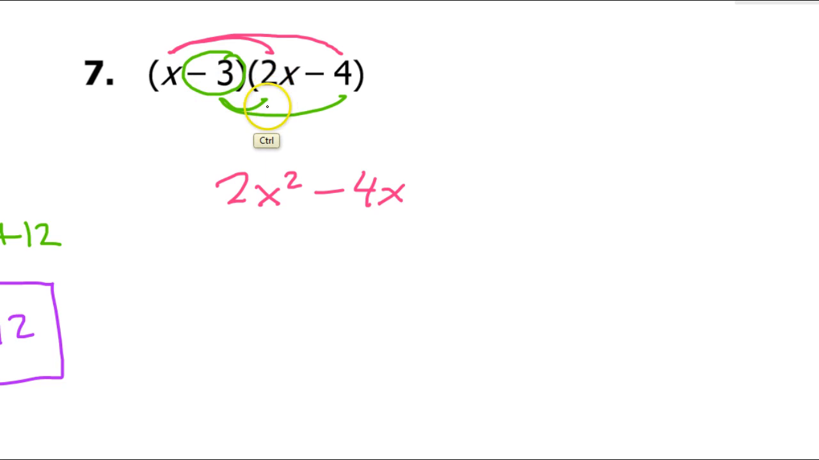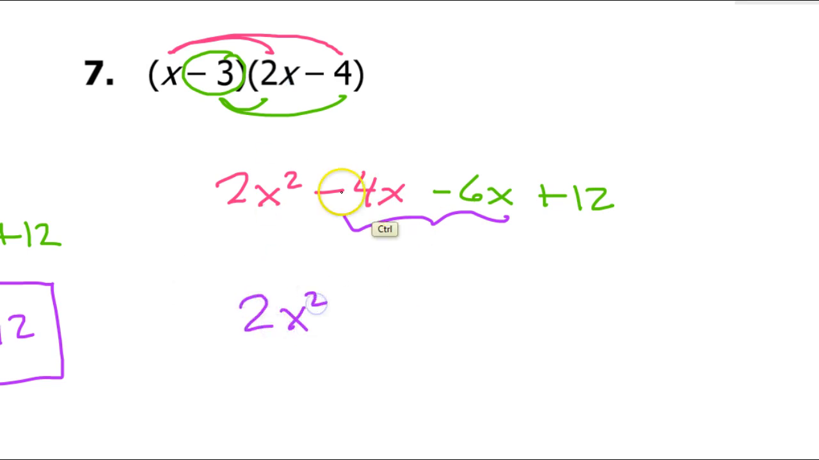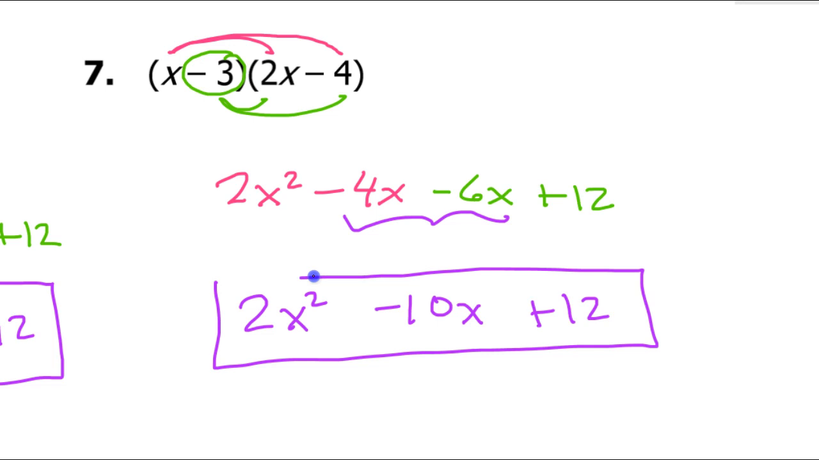So negative 3 times 2x is negative 6x. Negative 3 times negative 4 is positive 12. Okay, like terms are right here. So you bring down your 2x squared, combine your like terms, that's negative 10x, and then bring down the 12. So here's the final answer for number 7.